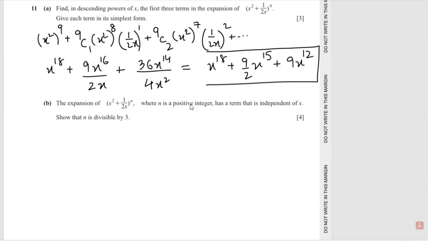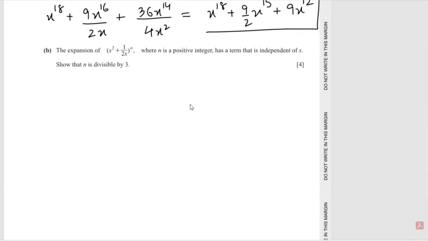Part B, the expansion of this x squared plus 1 over 2x to the power of n, where n is a positive integer, has a term that is independent of x. Show that n is divisible by 3. Okay, so you need to learn the general term rule for these kind of questions. So any term in a binomial looks like this: nCr, x squared raised to power n minus r, and 1 over 2x raised to power r. And remember, very important, n and r are positive integers, right? They belong to positive integers.